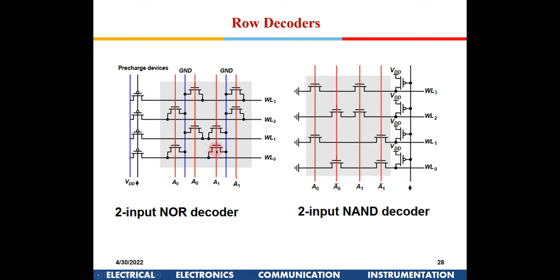So there are two transistors out here, right? If both are 0, like 0 0, this will be off and this will be off, and this will continue to remain 1, correct? Right, so that is how it works.